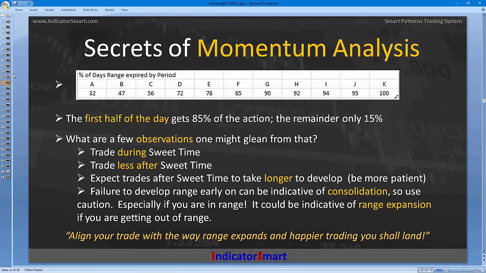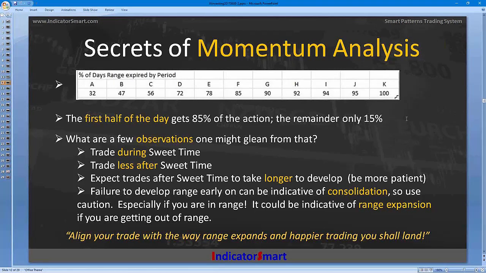So the first half of the day gets 85% of the action and the remainder only 15%. So 85, 100 minus 85. This next 2.5 hours only gets 15% of the action. A few minutes ago I was talking about opportunity cost in economics. It's like, okay, I can spend 2.5 hours to get 15% of what's available, or I can spend 2.5 hours to get 85%. Which do you choose? On the left hand, I've got 85% of the action, and on the right hand, I've got 15%.